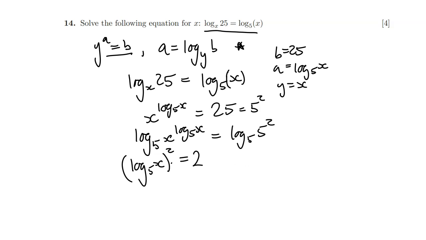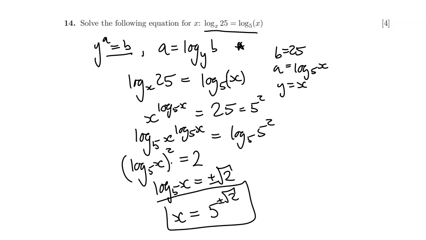Okay, so now it should be a bit clearer how we can solve for x. So we've basically got that log base 5 of x equals plus or minus root 2. And then again, using the definitions above, x then equals 5 to the power of plus or minus root 2. And there's the solution.